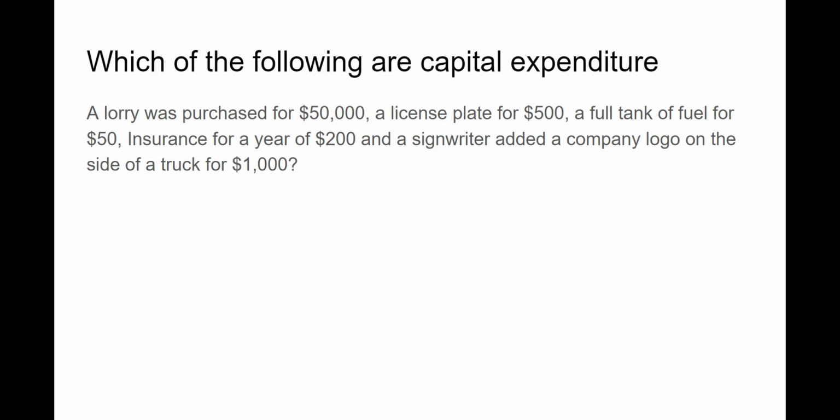As part of the purchase price, there was a full tank of fuel for $50. There was also insurance provided with a value of $200, and the company employed a sign writer to add the company logo on the side of the truck for $1,000. So for the last four, have a quick think about where you would put each one.